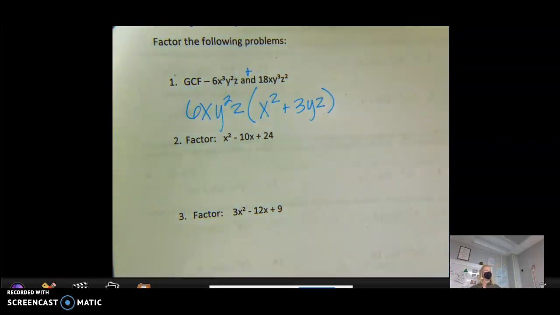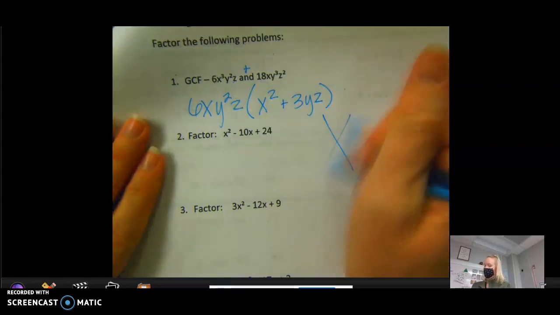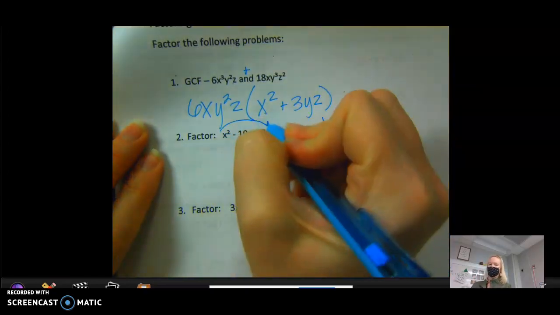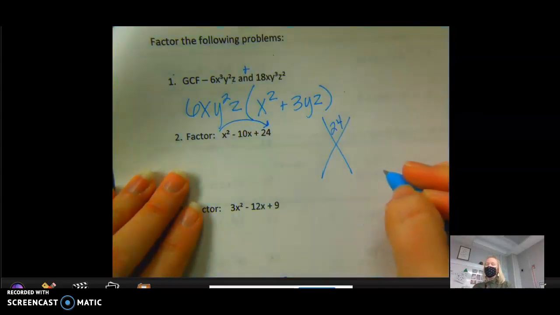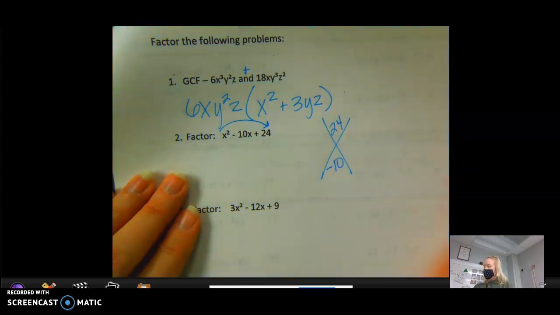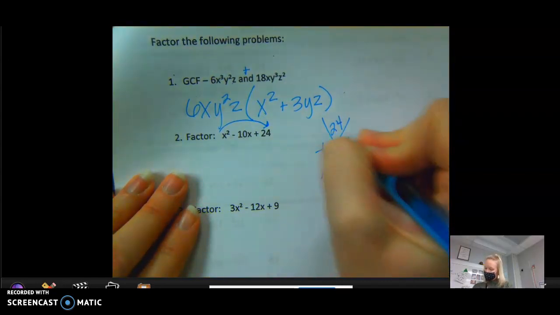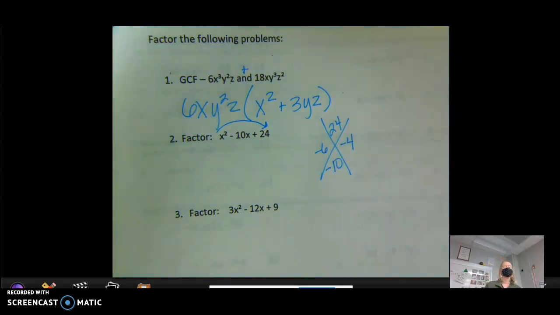Can I GCF it? No. So crisscross it. 1 times 24 is just what? So 24 when I multiply, what do I want when I add? So what 2 numbers multiply to 24 but add to negative 10? So negative 12 and 2.